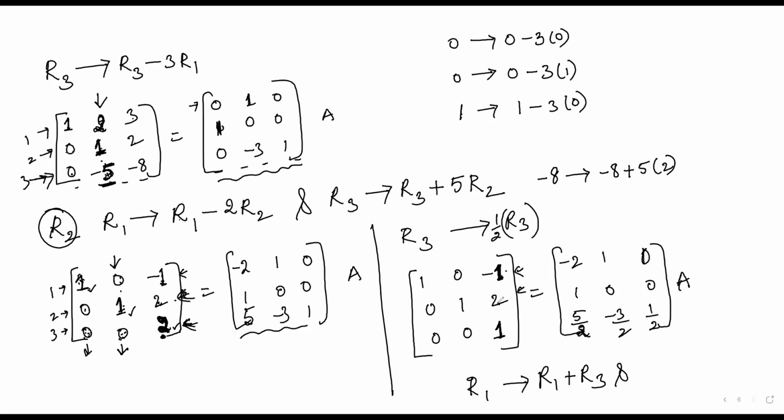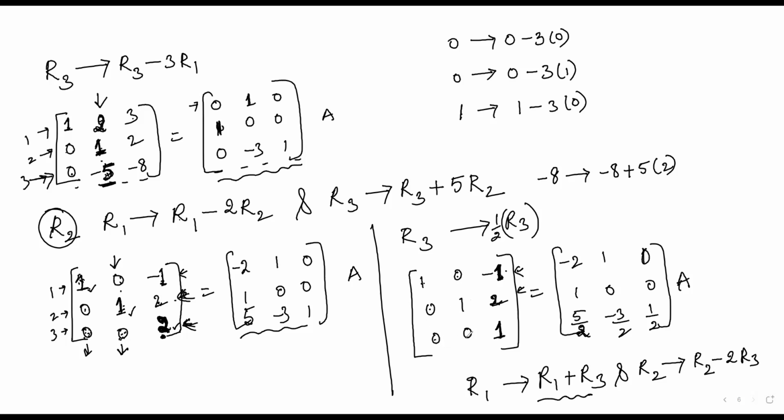So, how to make this one 0 then? With the help of R3 only. R2, how to make 0 with the help of R3? Minus 2 times R3, right? Minus 2 times R3. Yes, sir. Right. So now first we'll apply R1 plus R3, R1 plus R3, and R2 minus 2 times R3.